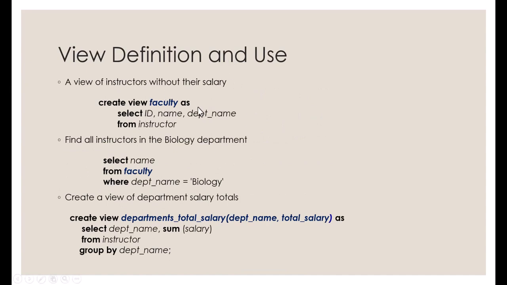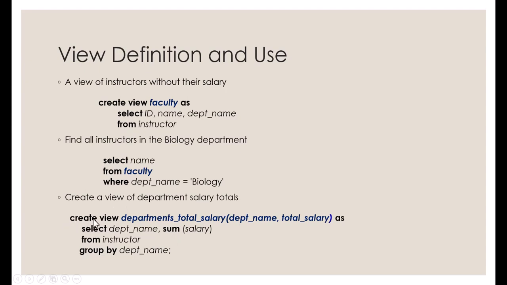Okay, so here we have a view called faculty, and we are outputting the ID, name, and department, and it doesn't have the information about the instructor's salary. Here I have another view, so we have select name from faculty, and as you can see here, faculty is used just like any other relation, such as instructor, but we are calling this particular relation where department name is equal to biology.